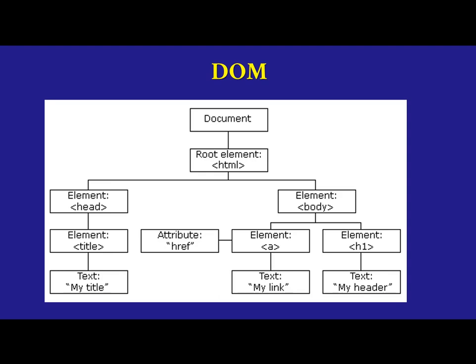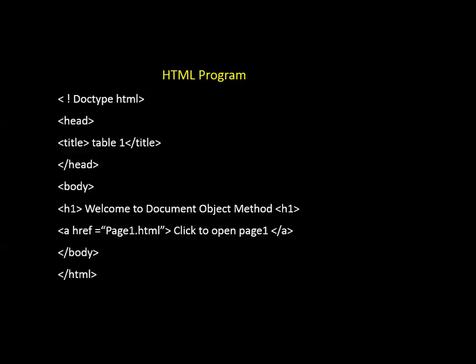The standardization of the document object model was done by the W3C, the World Wide Web Consortium, which works on standardization of web technologies. According to the W3C, the document object model is a platform and language neutral interface that allows programs and scripts to dynamically access and update the content, structure and style of a document.